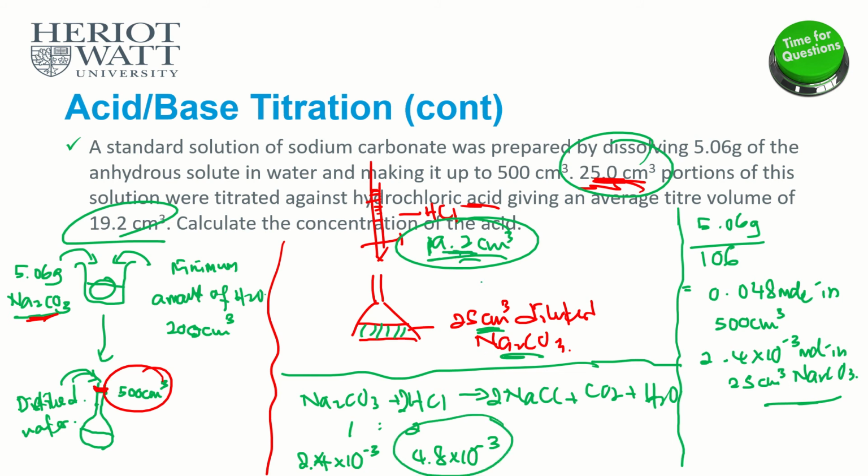We have the mole, we have the volume, and then we can calculate the concentration. How can we do that? Mole equals MV: 4.8 times 10 to the power negative 3 equals M times 19.2 over 1000. Then you will get your M value. So 4.8 times 1000 divided by 19.2, you will get 0.25. So the concentration is 0.25 mole per dm cube. This is the concentration of HCl used. So this is the full calculation for this example.